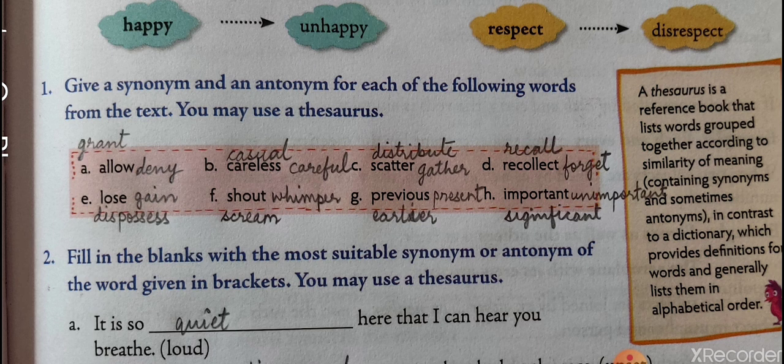Similarly, careless, the synonym is casual, and the opposite is careful. Next is scattered, the synonym is distribute, and antonym is gather. Next is recollect, the synonym is recall, and the opposite is forget. Similarly, lose, the synonym is disposes, which I have written below lose, and the antonym is gain. Next is shout, the word with the same meaning is scream, and the word with opposite meaning is whisper.